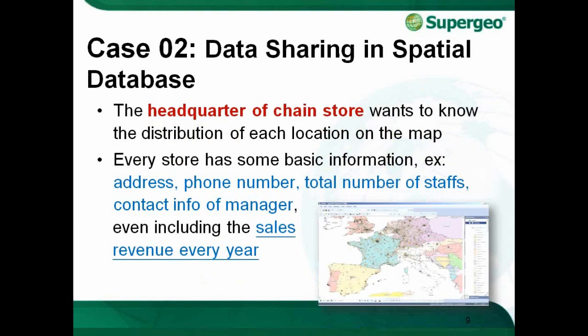So then we go to the second case. This is data sharing in a spatial database. The scenario is like this. Think of yourself as the headquarters of a chain store, and you want to know the distribution of each location on a map. Maybe every store has some basic information like the address, phone number, or even the sales revenue every year. So you can use our SuperGIS Desktop to connect with the spatial database and display the result on a map, so that you can check the information more easily.